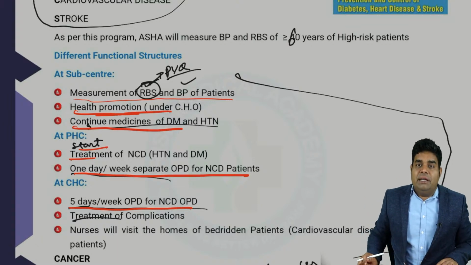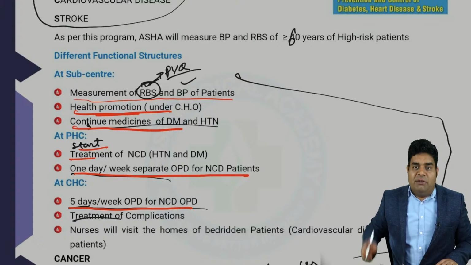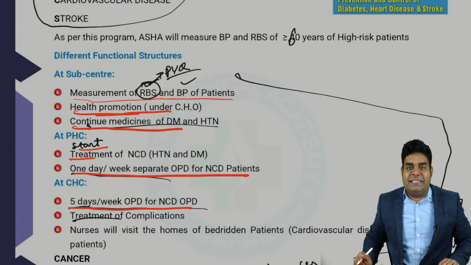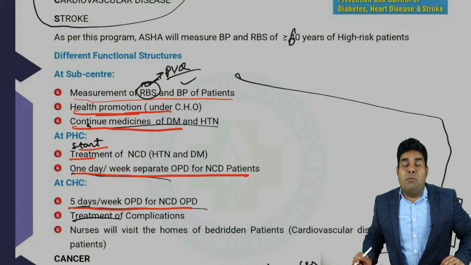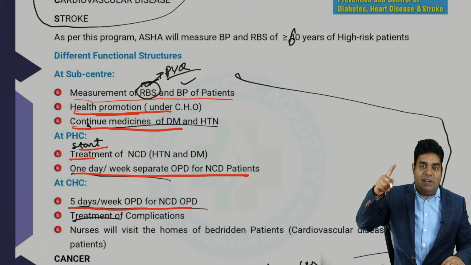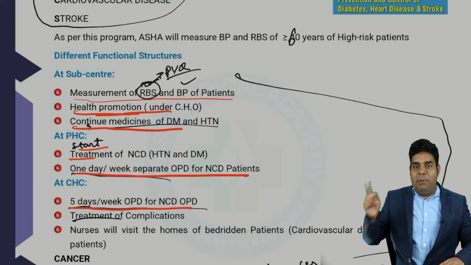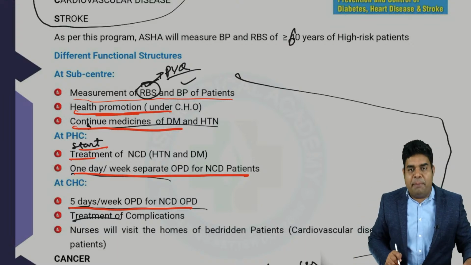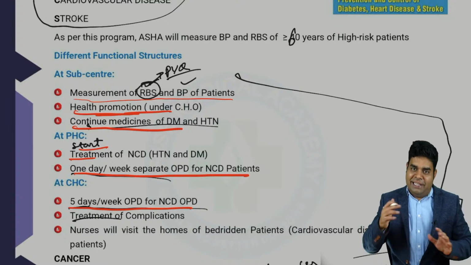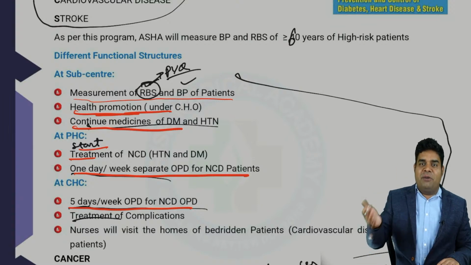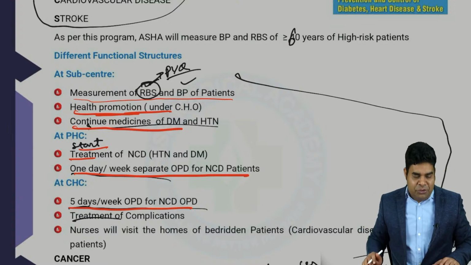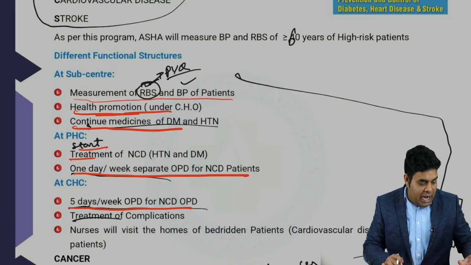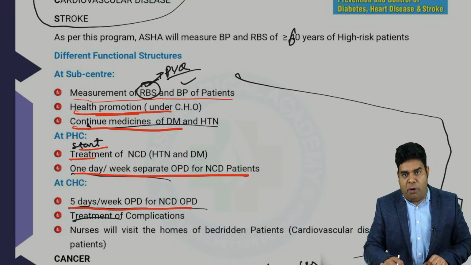PHC does treatment of complication, false. CHC does health promotion, false. Health promotion is the work of the sub-center. Complication is treated in CHC. PHC has 1 day per week separate OPD for NCD. Correct. CHC has 5 days per week separate OPD for NCD. Correct. So like that they can ask, they have already asked true false type questions from here.